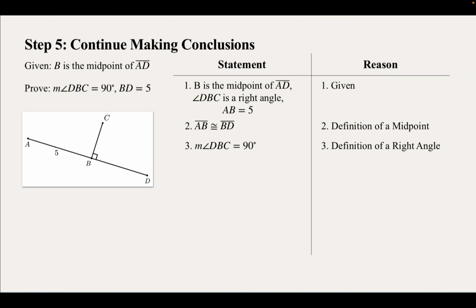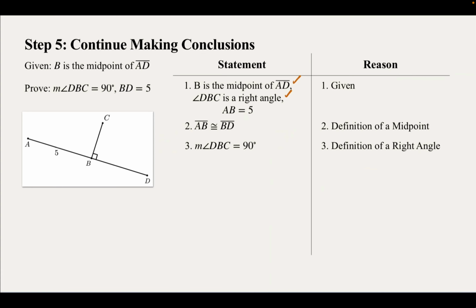We've used up, and if it helps you to kind of check them off, go ahead and do that. We used up that B is the midpoint. We used that angle DBC is a right angle. We have not used this AB equals 5 yet. So we need to use that somewhere. It's very, very unlikely that you're going to be given a bit of information that you're not going to use. So I'm going to have to use AB equals 5 somehow.